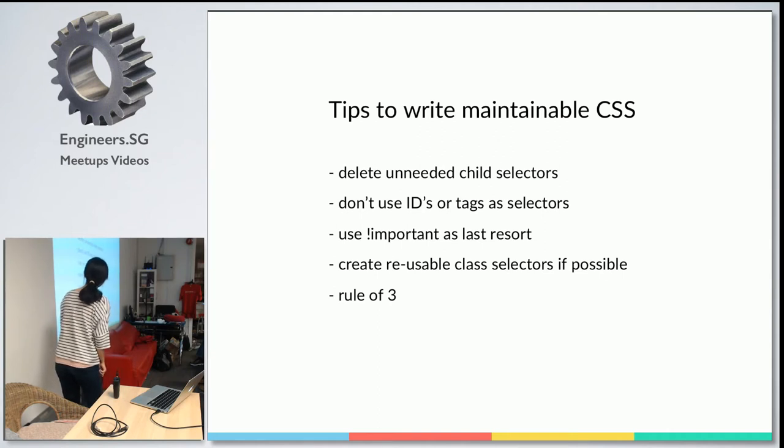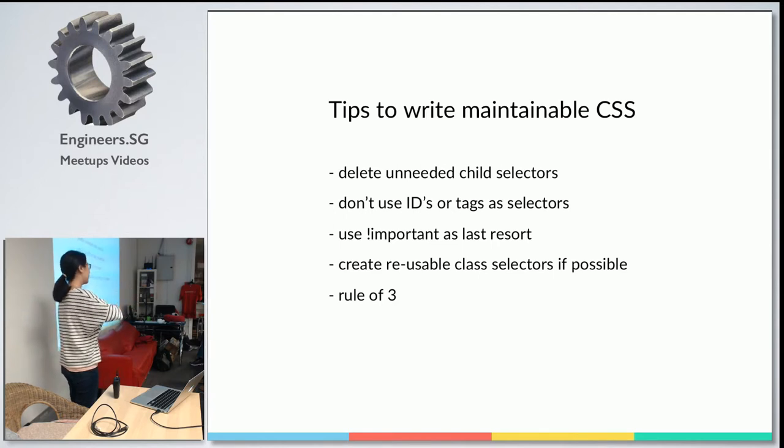And the fourth, I call it the rule of three, but it can be the rule of four or rule of five. You just want to decide on a number, and that number is the number of times the pattern is repeating, right? So if you have, for example, a card with an image and a text, and you have it once, you probably don't want to make it abstract, right? Because it's only going to happen once.